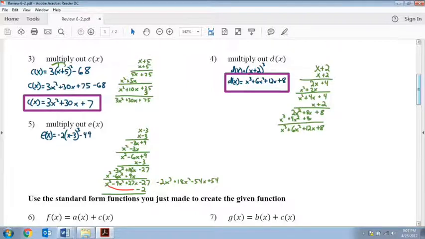Okay? So we have e of x equals negative 2x to the third power plus 18x squared minus 54x plus 54 minus 49, which those two go together. So your final answer is e of x equals negative 2x to the third plus 18x squared minus 54x, and 54 minus 49 is a positive 5. That is your standard form equation for number 5.